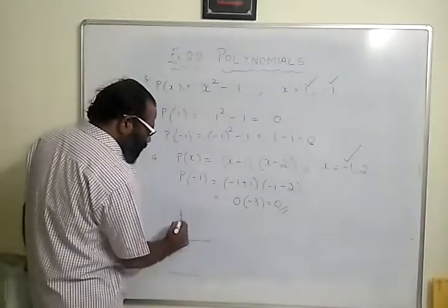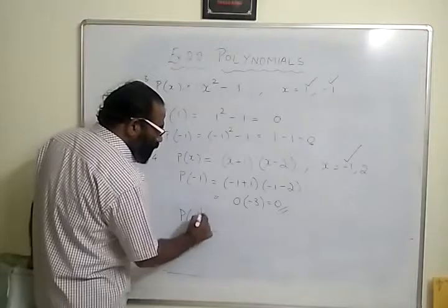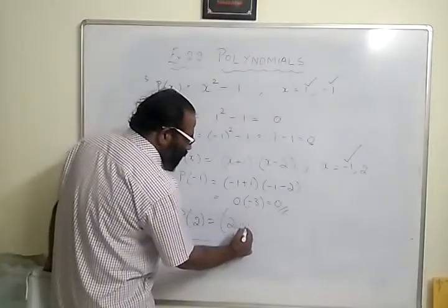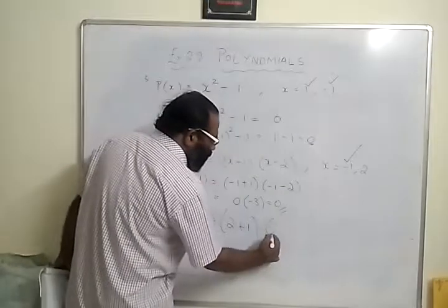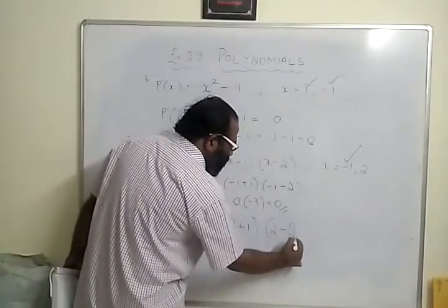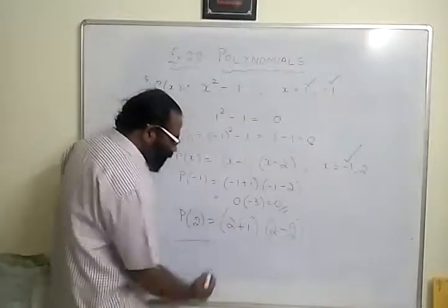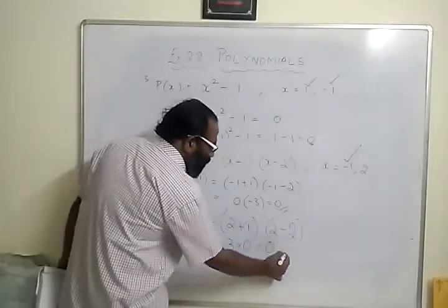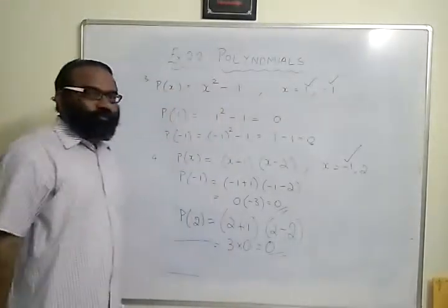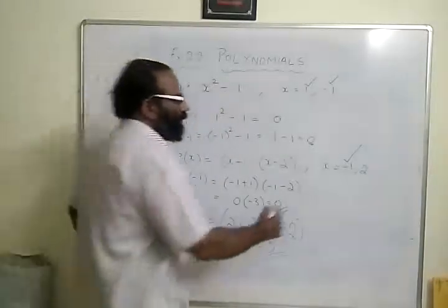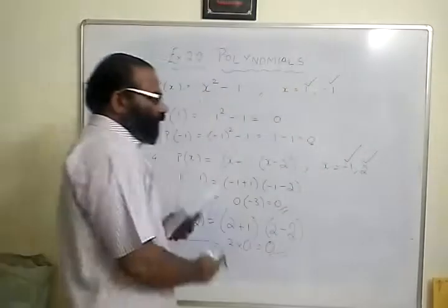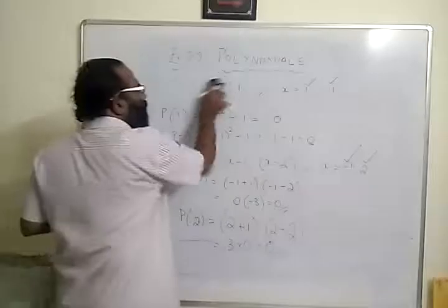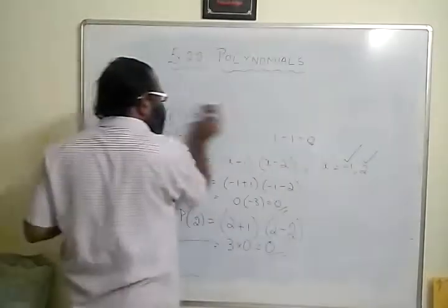Now let's look at x is equal to 2. So P of 2 equals 2 plus 1 into 2 minus 2. So 2 minus 2 is 0. So this becomes 3 into 0, which is equal to 0. So both of these are zeros of the polynomial. So let's now go to the next one.